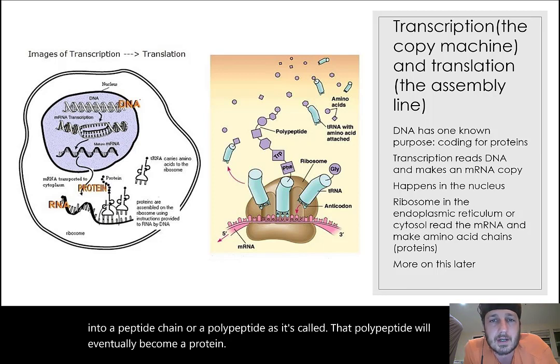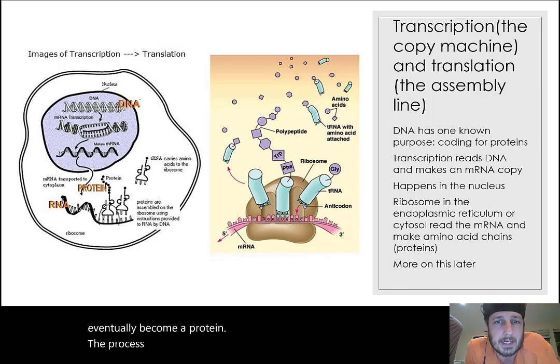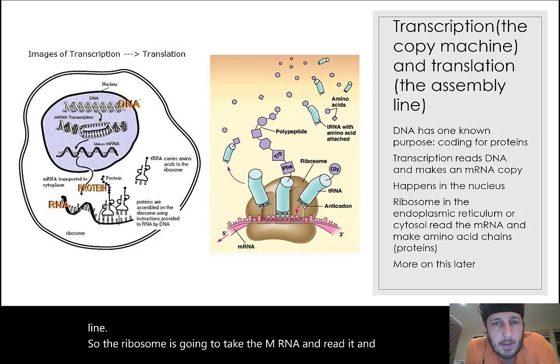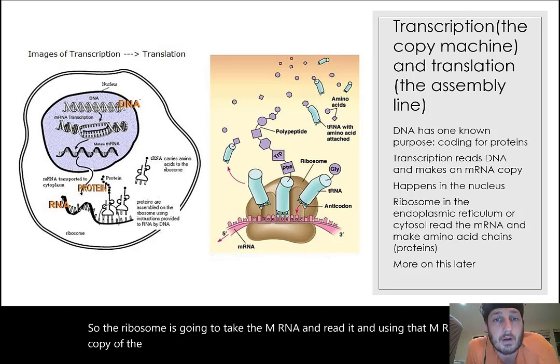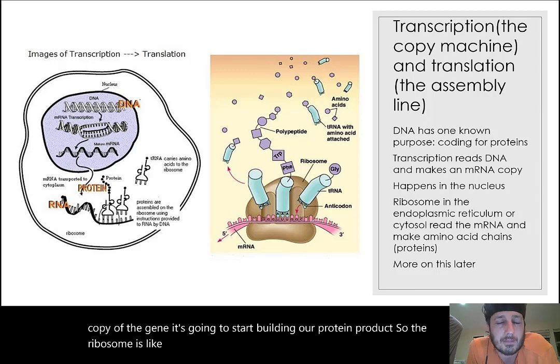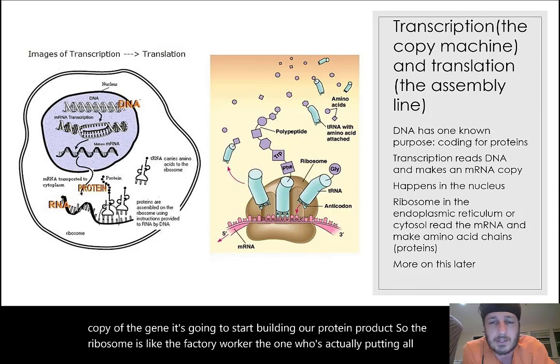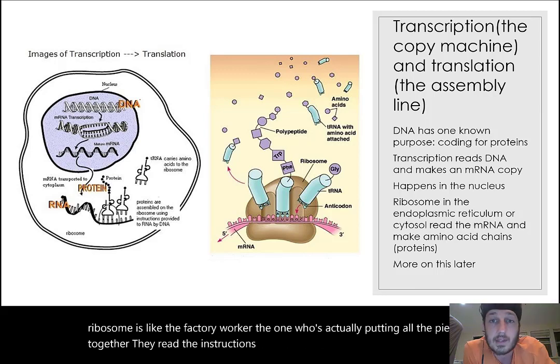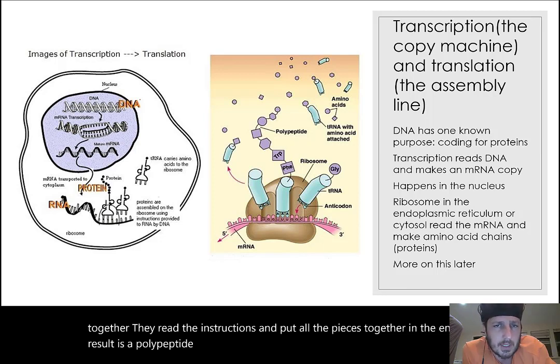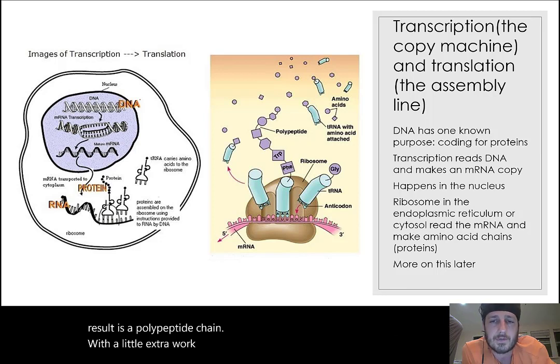The process of making that polypeptide chain is the equivalent to the assembly line. So the ribosome is going to take the mRNA and read it, and using that mRNA copy of the gene, it's going to start building our protein product. So the ribosome is like the factory worker, the one who's actually putting all the pieces together. They read the instructions and put all the pieces together, and the end result is a polypeptide chain. With a little extra work, that polypeptide chain becomes a functional protein.